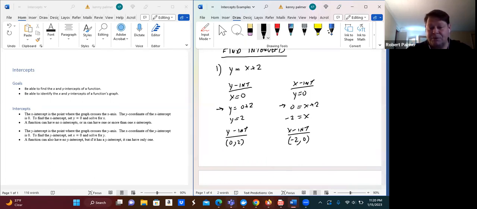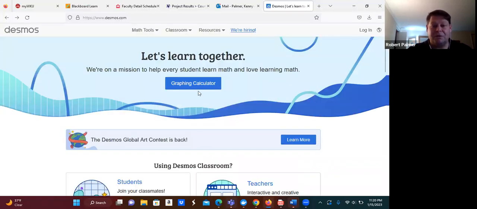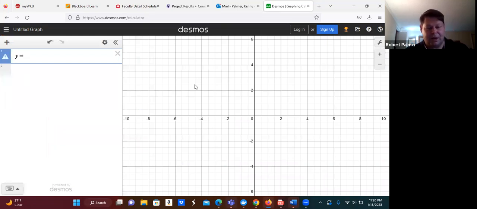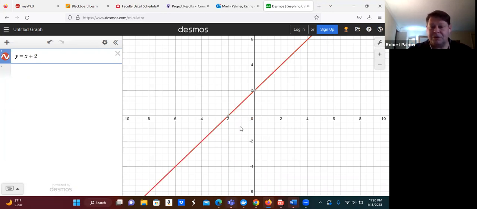So let's actually go to Desmos. I mentioned this in previous videos. So Desmos graphing calculator, and what we want to graph is y equals x plus 2. Now, you can see these are actually intercepts right here. So -2, 0, that's our x-intercept where it crosses the x-axis, as we just said, and 0, 2, where it crosses the y-axis. Okay, so that shows that those are, in fact, our intercepts, and those are the only intercepts.